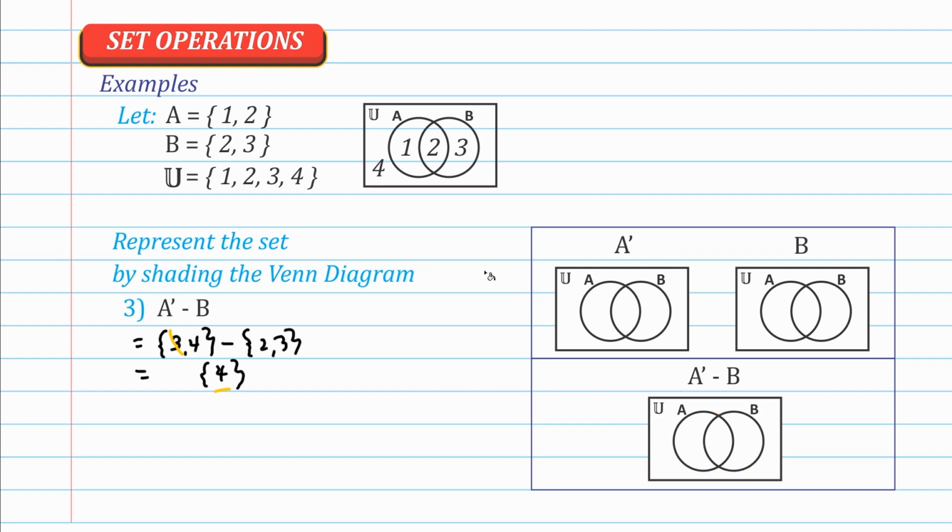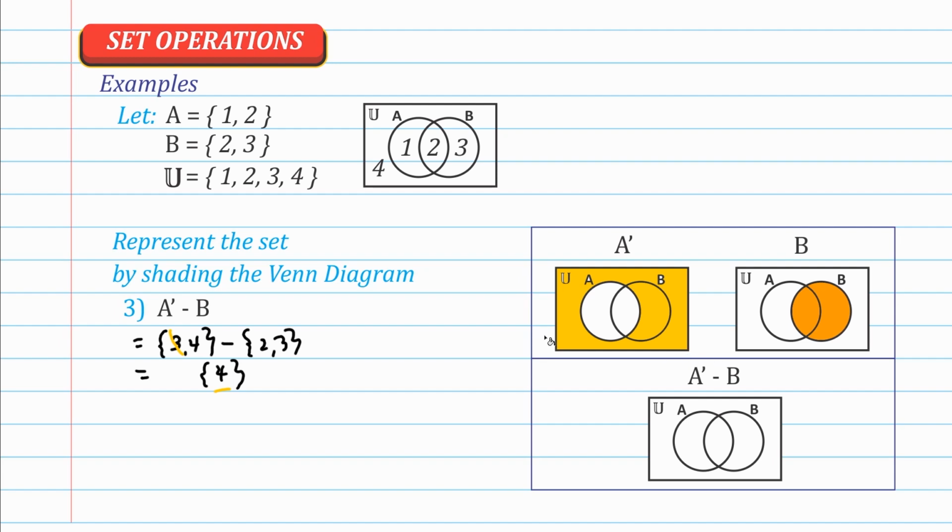Okay, now let's try and answer this without even using any element. So what we can do is, as you can see, I already prepared A prime. Let's shade first A prime. A prime is outside A. Of course, we know these are the elements outside A. And then using a different color this time, let's try to shade B. This one, shade B. These are the elements inside B.